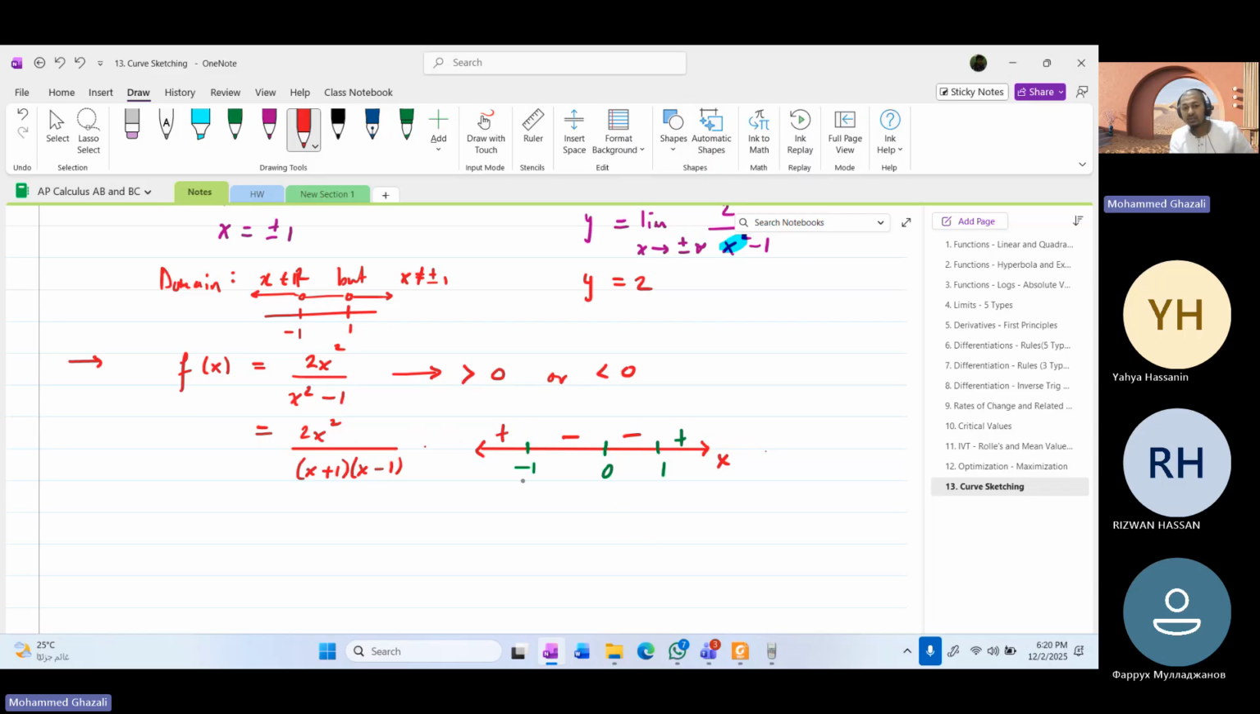All right, so when is the graph positive? f of x is positive when x is an element from -infinity to -1, union 1 to infinity, right? And it is negative when x is from -1 to 0 and 0 to 1.